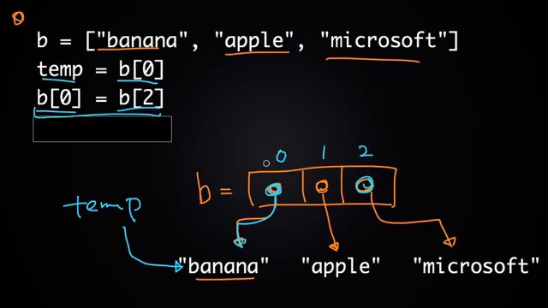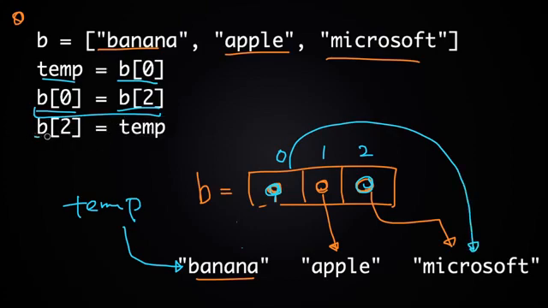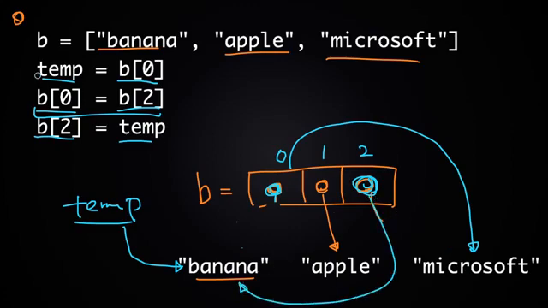So after this line, the first compartment or the first element will now refer to what the third compartment refers to, which is Microsoft. And once you have that, you can write B square brackets 2 equals temp, and the third compartment now will refer to what temp refers to, which is banana. As a result, after these pieces of code, we have the desired result. So that's a list with the first compartment referring to the value Microsoft, and the second element being Apple, and the third element being banana, the string.